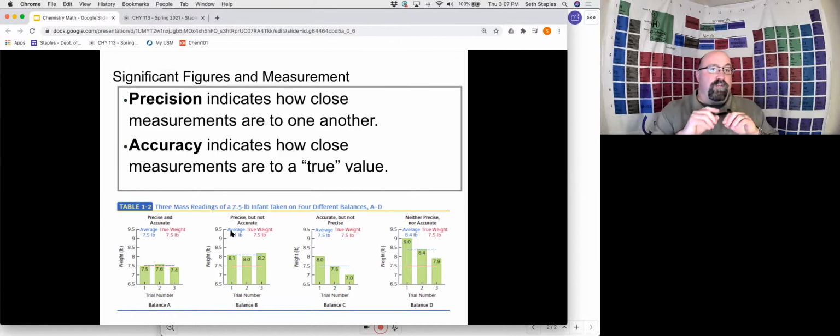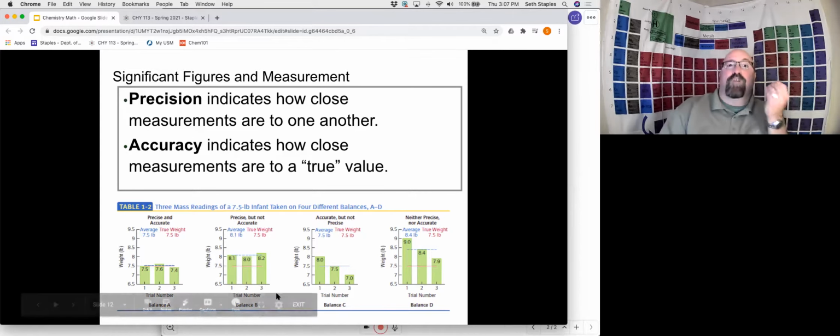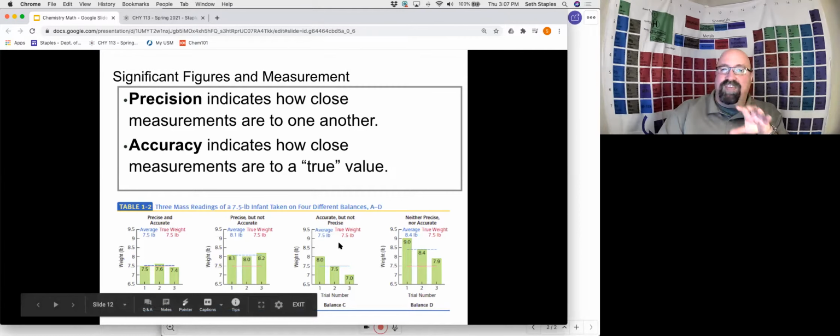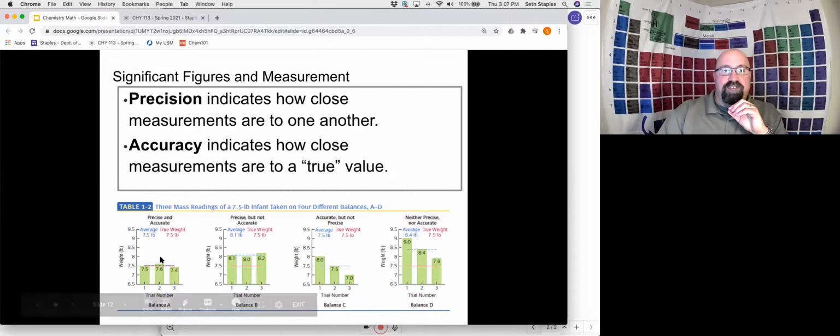Precision doesn't tell us if we're close to what the actual number is. That's what accuracy does. Precision tells us, amongst the data set that we took, how close all the measurements are simply to each other, whereas accuracy will tell us how close the average of all of those measurements is to the actual true value. For instance, here we have a set of 3 different measurements of the mass of a 7.5-pound infant, and we took 4 different balances.